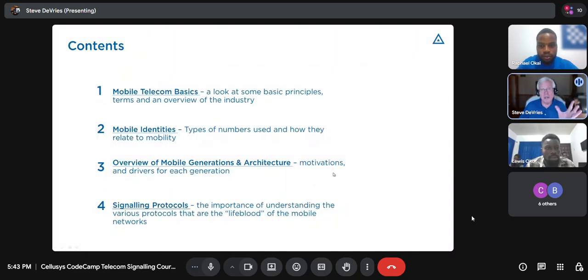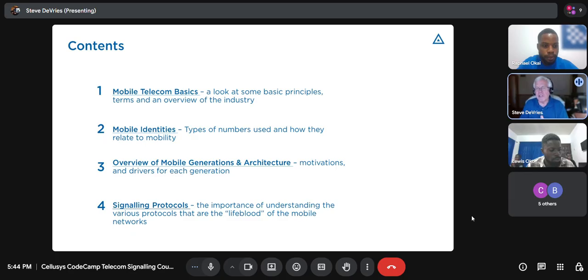So let's take a look at what we're going to do here. First of all, we're going to look at these areas. We'll look at mobile telecom basics, just some of the basic principles, the terms, and an overview of the industry. It's important to understand the different identities in a network. You have more than just your phone number. There's a lot of identities that are needed to make roaming work, to make call delivery work, different identities that you are known by, to page you, to bill you.